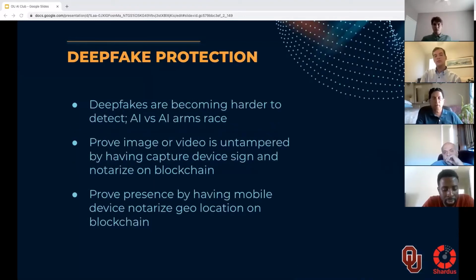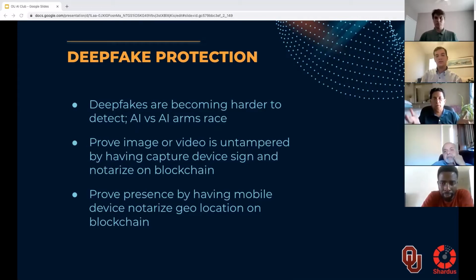Now, in the AI field, this whole thing about deep fakes is becoming a big issue, and the deep fakes are getting better and better. The videos and the audios that they're able to produce using AI now are getting to the point where I think it's beyond human detection, and now they're trying to use AI to detect AI, to detect the fake video or audio, and it's becoming like an AI versus AI arms race.